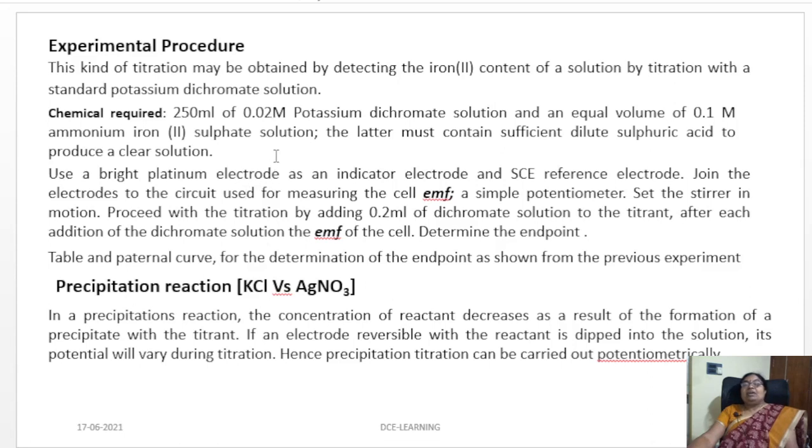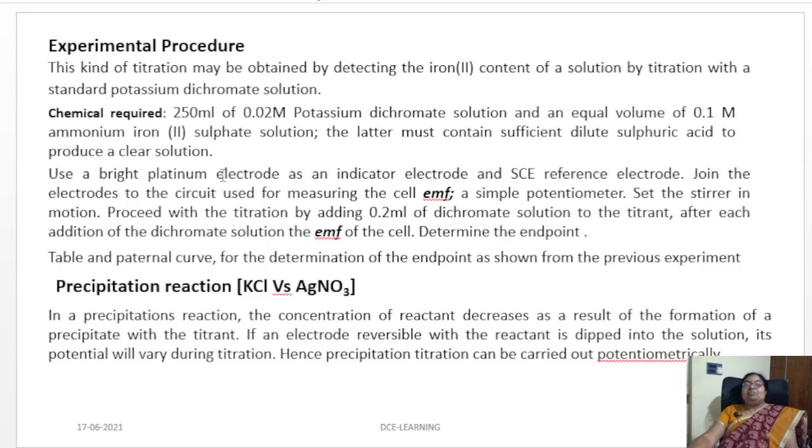The chemicals required are 0.02 molar potassium dichromate solution, which is a known one, then an equal volume of 0.1 molar ammonium iron sulfate solution. The latter must contain sufficient dilute sulfuric acid to produce a clear solution. So you make it acidic.